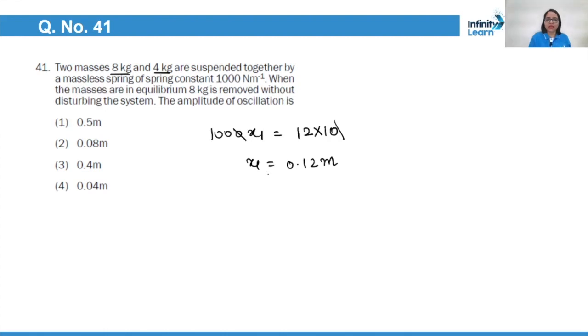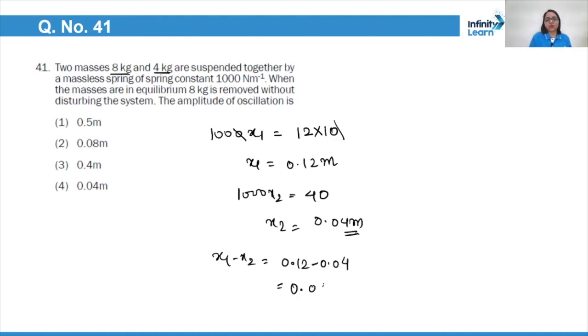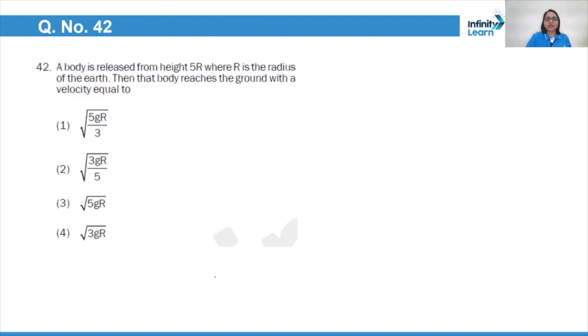Now when 8 kg is removed, only 4 kg will be there. So in this case, the new equilibrium position will be at x2. So it is 1000 x2, which is equal to 4g, which is 40. So x2 will be 0.04 meter. So amplitude of the oscillation will be x1 minus x2, which is 0.12 minus 0.04, which is 0.08 meter, and that is option 2. Question number 42.